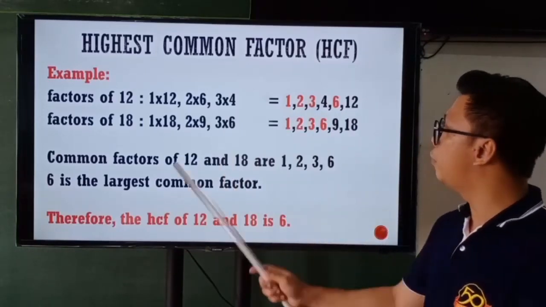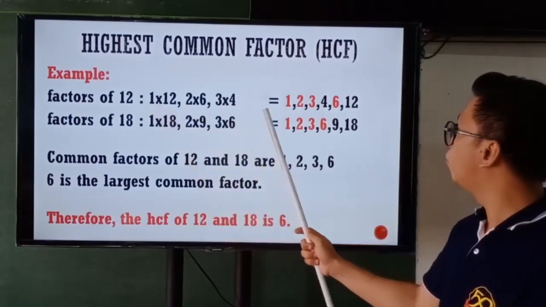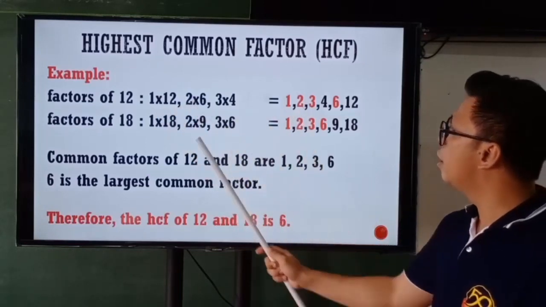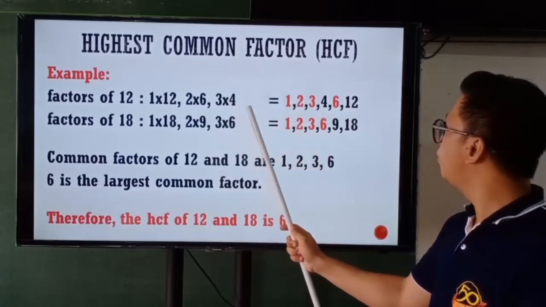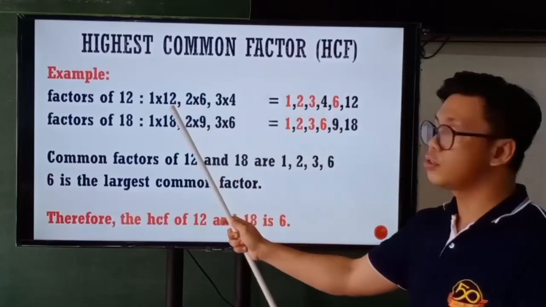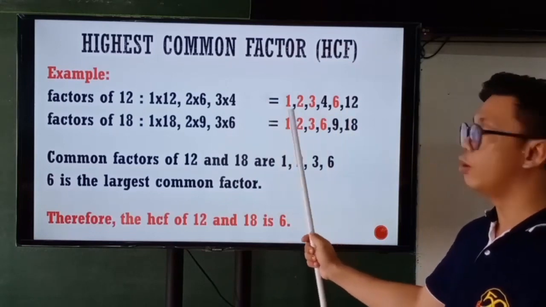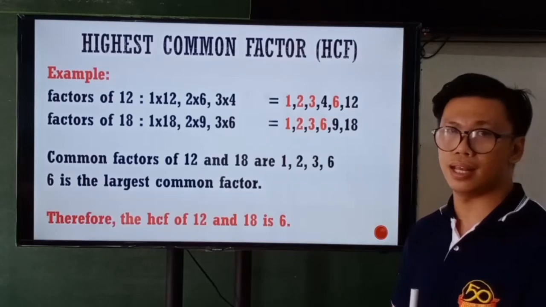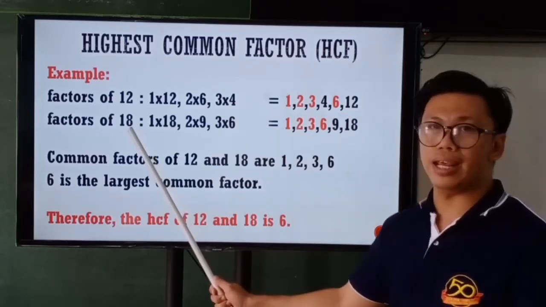So look at the numbers. The smallest number here is 1, so we will write 1. Next is 2, we will write 2. Next is 3, we will write 3. And then 4, we will write 4. Then 6, and then the last number, 12. So look at the numbers. They are arranged in order from smallest to largest, or we call it ascending. Okay? Now let's go to 18.